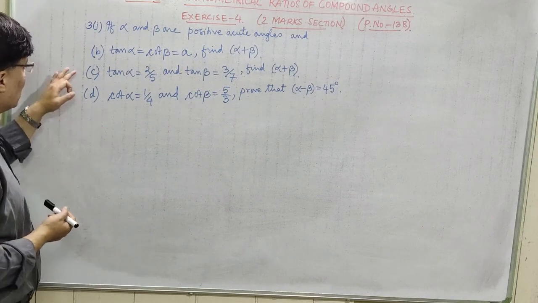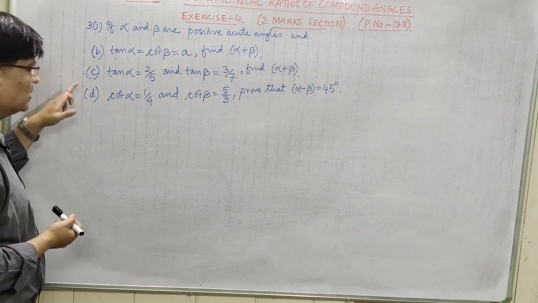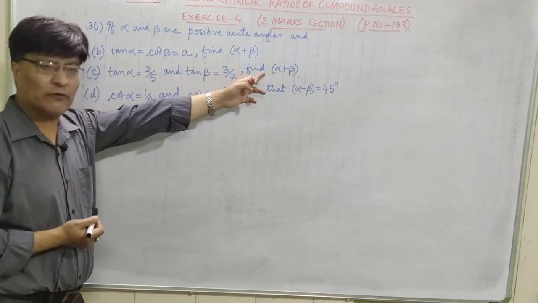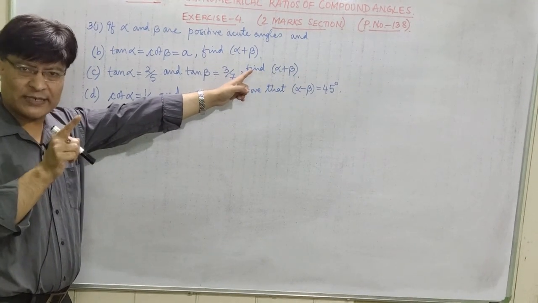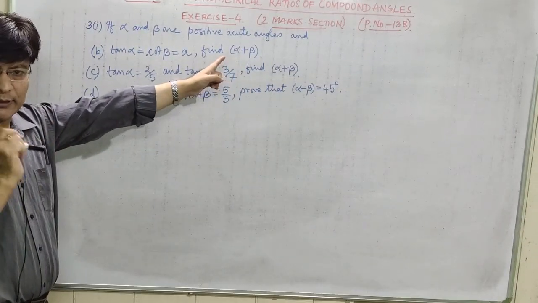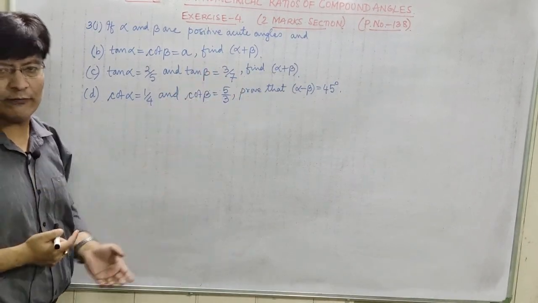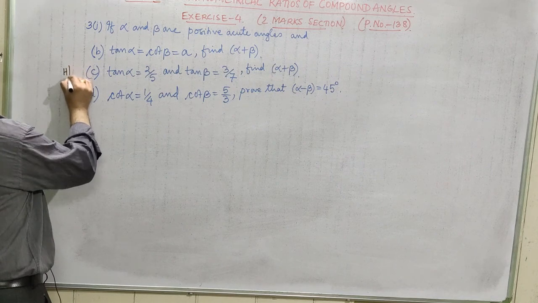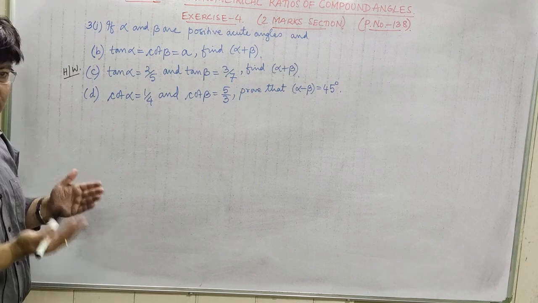Similarly, you can do this number C and D. So I'll give you the hints for C and D. Here tan alpha is 2 by 5 and tan beta is equal to 3 by 7. You have to find out alpha plus beta. Just find out tan of alpha plus beta first. You know the formula, tan of alpha plus beta is tan alpha plus tan beta divided by 1 minus tan alpha tan beta. So you first find out tan of alpha plus beta, then easily you can get the value for alpha plus beta. So C is your homework, right? Number D also you can do similarly.